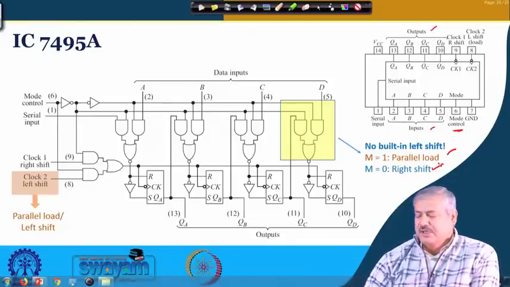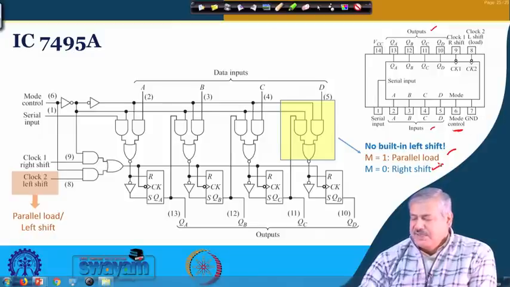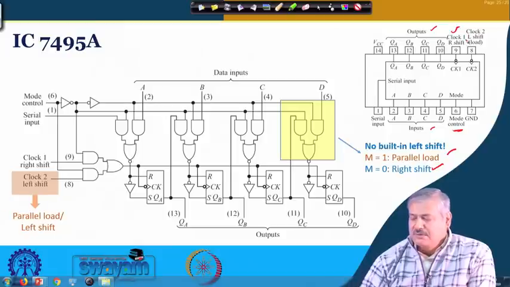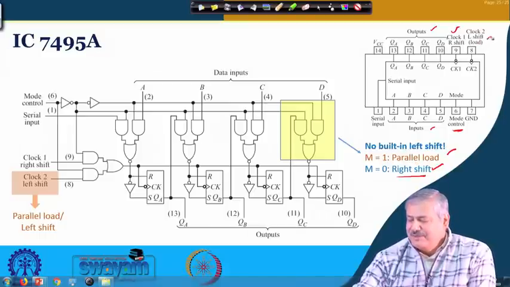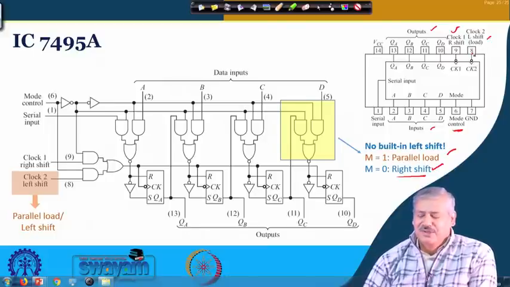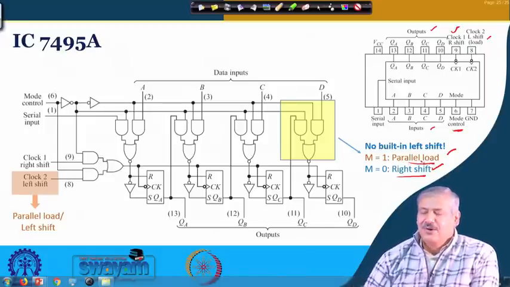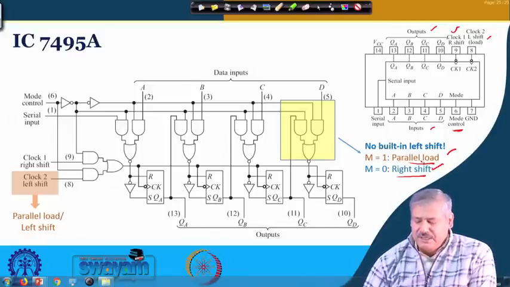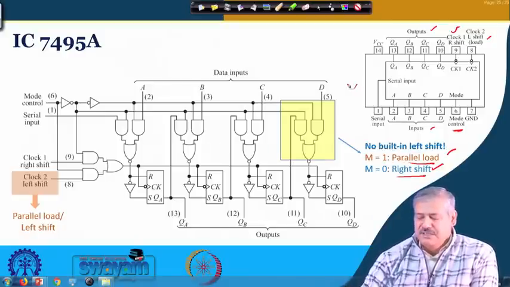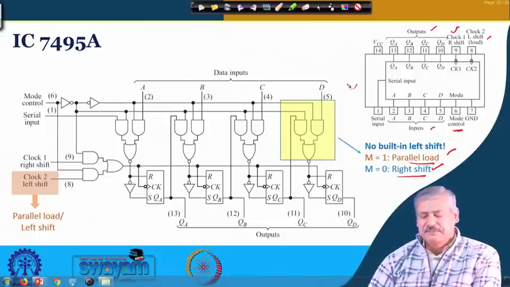This is the way it has been configured, and you can see two clocks are there. One clock is for right shift. The other clock, over here you see it is written left shift within bracket load. So the other clock is actually used for parallel load, which can also be used for left shift operation. How that left shift, which is not built in, can be done, we shall see. This is basically what is there, and now we will look at the circuit.